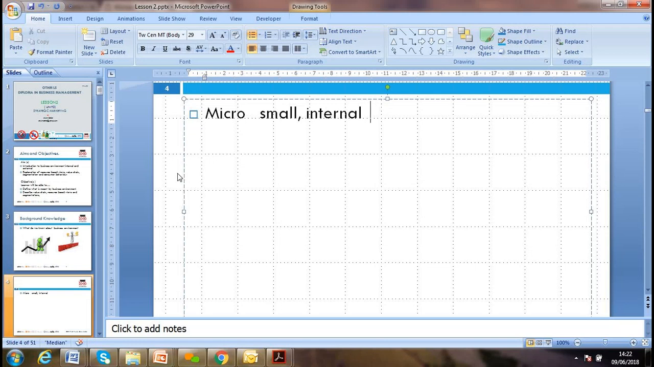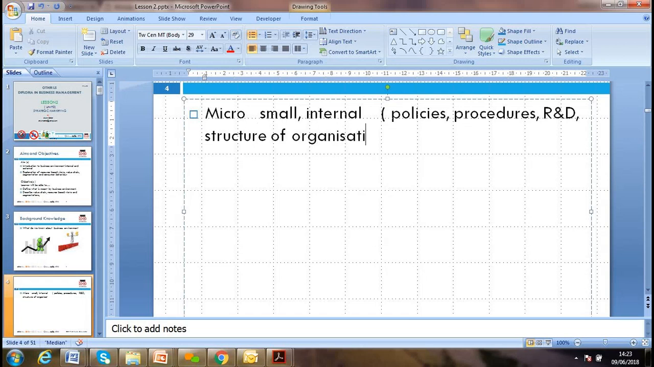Okay, so micro environment means the internal environment within our organization, which consists of our policies within a company, our procedures within our organization: what time we start the shift, what time we finish, who is responsible for what. Within a company, R&D, research and development, training, promotion, recruitment, selection. All these are the internal environment that represent the structure of the organization. So that's internally, it shows all the micro environment.